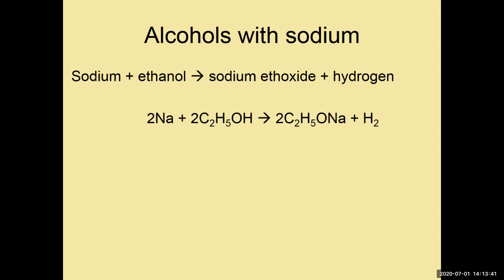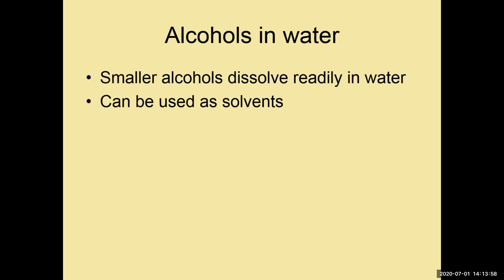An alcohol will react with sodium to form sodium ethoxide if it's ethanol; if it's pentanol, it'd be sodium pentoxide, and so on. That's a generic reaction of an alcohol with a reactive metal. Smaller alcohols will dissolve readily in water, so they're often used as solvents. If something doesn't dissolve in water, which is the universal solvent, you can normally dissolve it in an alcohol.